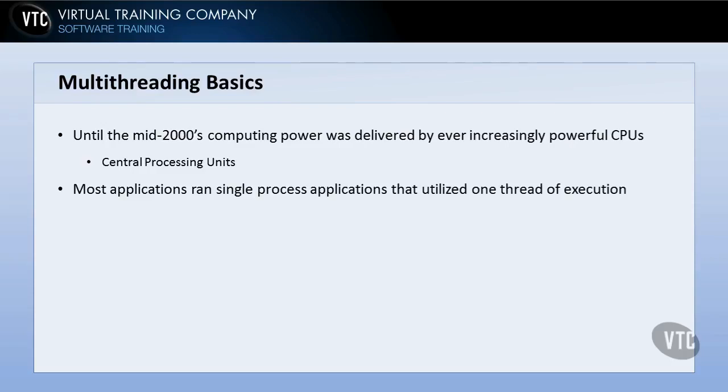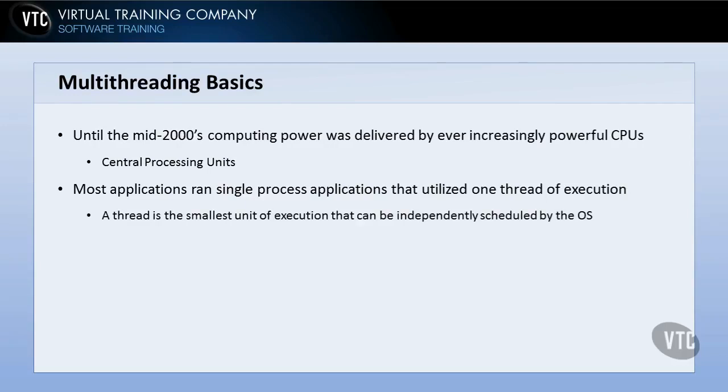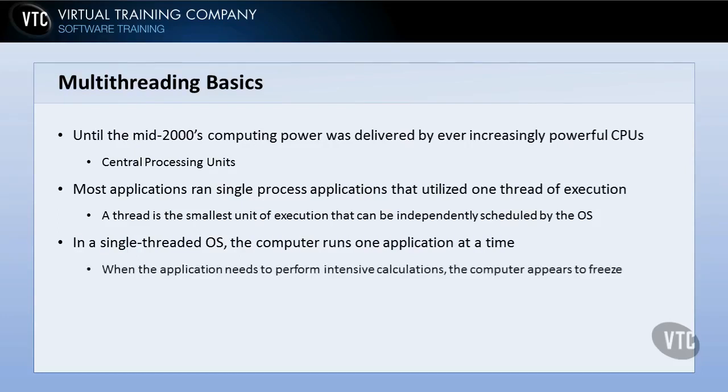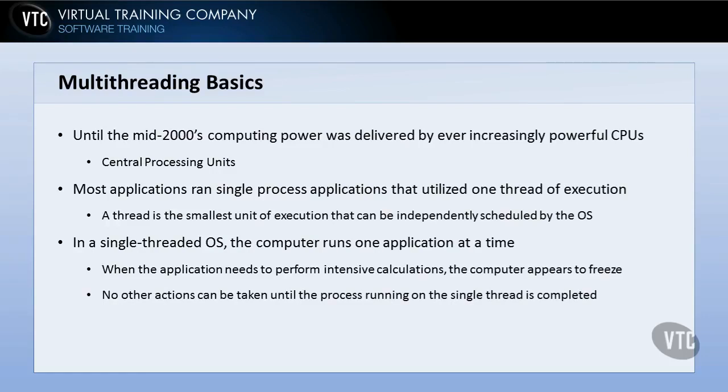Now, most applications ran as single process applications, and they all utilized one thread of execution. A thread is the smallest unit of execution that can be independently scheduled by the operating system and handed to the CPU for whatever processing needs to be done. So, in a single-threaded OS, the computer runs one application at a time, and one aspect of that application can run. And when the application needs to perform some intensive calculation, the computer appears to freeze because nothing else can happen while that one thread is running on the CPU and the calculations taking place. No other actions can be taken until that process running on that single thread is complete.